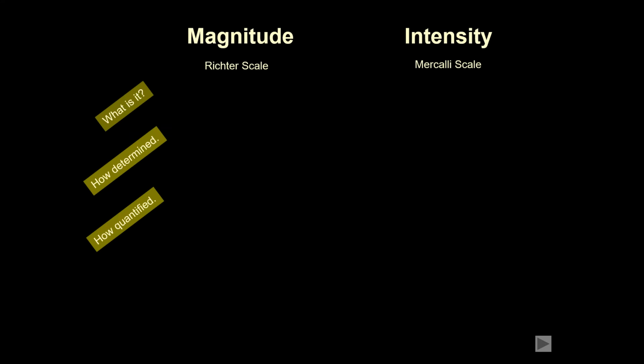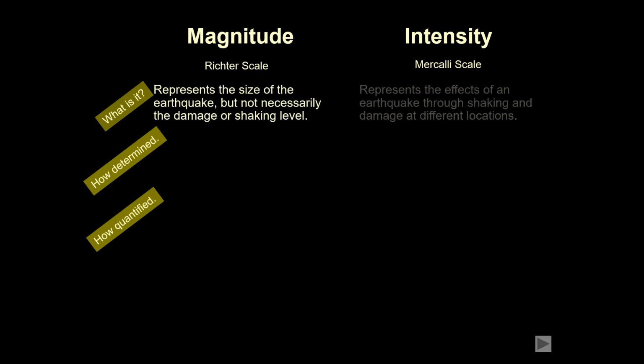So two types of scale that we measure. Just make sure that you know that one is magnitude, another one is intensity. So magnitude is the Richter scale, and intensity is more like damage. So for the Richter scale, make sure that you know each of them.